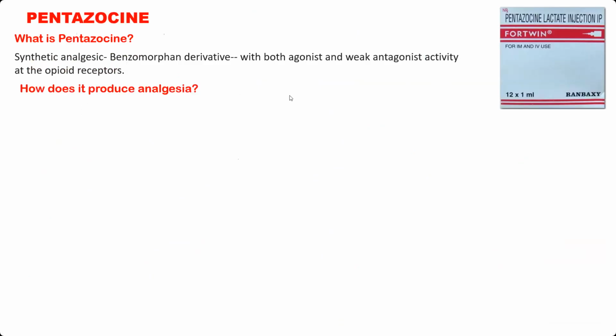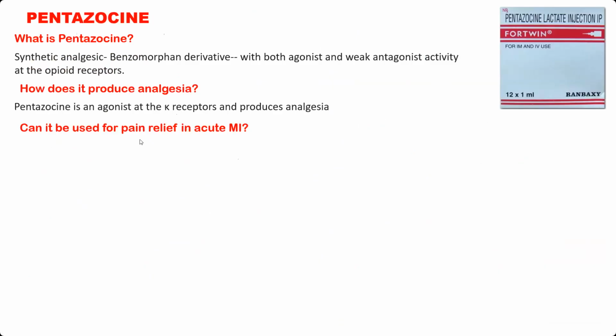How does it produce analgesia? Which receptor activation? It acts more on the kappa receptor rather than the mu receptor. That is why the potency is not as good as morphine. Any drug acting on the mu receptor will have the best analgesia. Next best will be the kappa receptor.